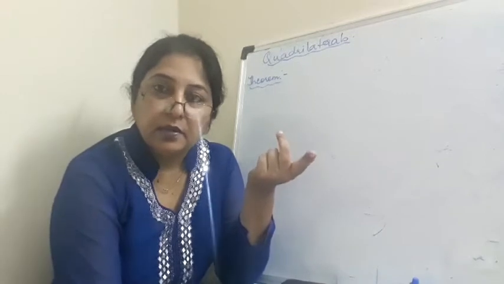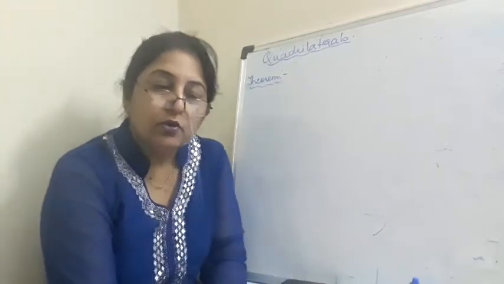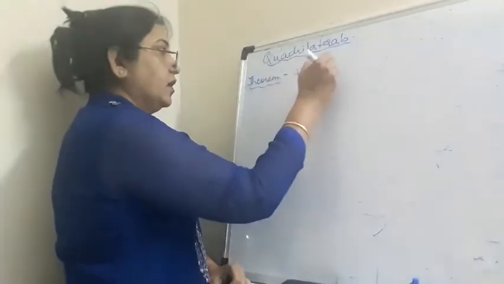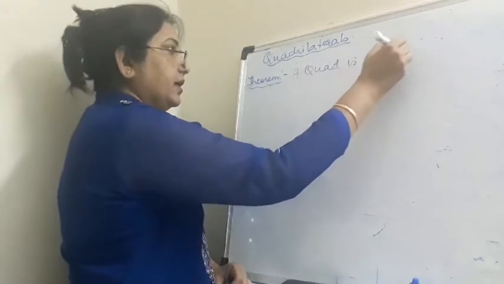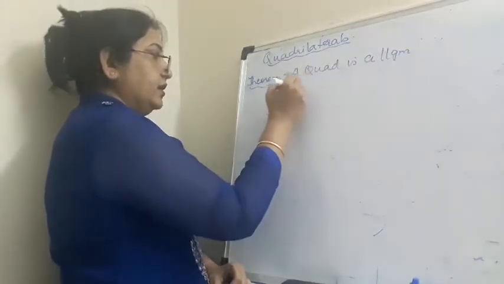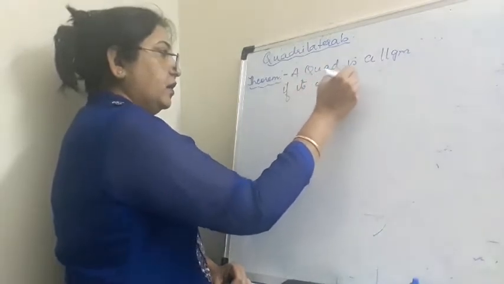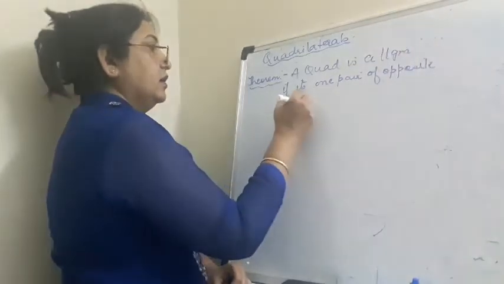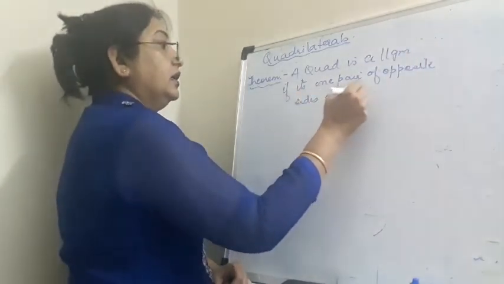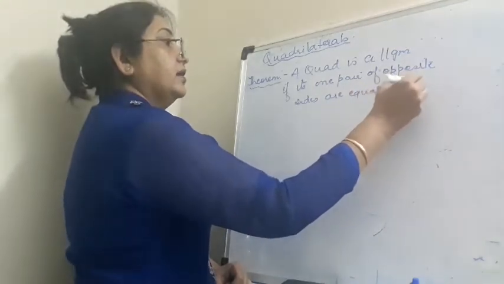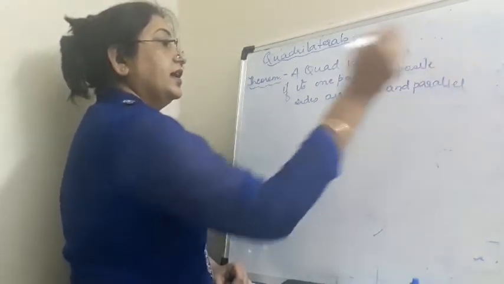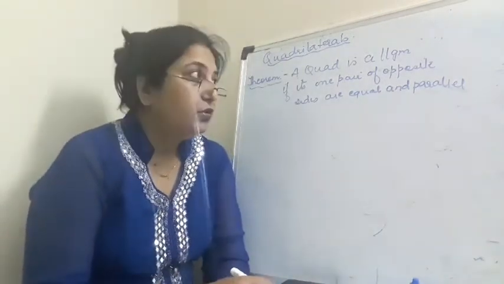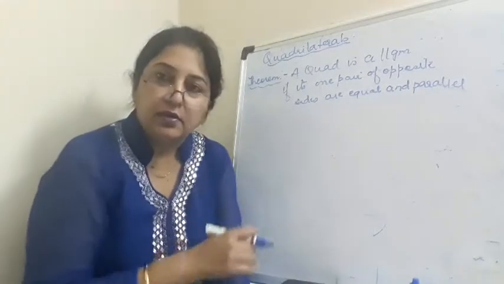Children, we are studying the chapter quadrilaterals, and since last week we have been studying the different theorems and the proofs of those theorems. Today I'm going to explain one more theorem, which says that a quadrilateral is a parallelogram if one pair of its opposite sides are equal and parallel. It is given that in a quadrilateral one pair is equal and parallel, and we have to prove that the quadrilateral is a parallelogram.